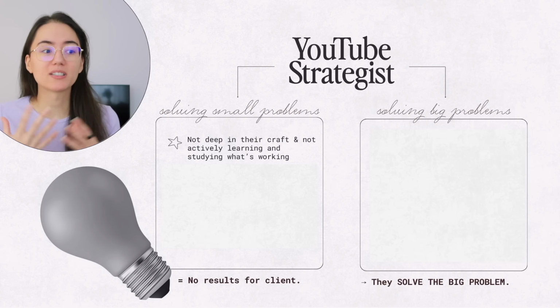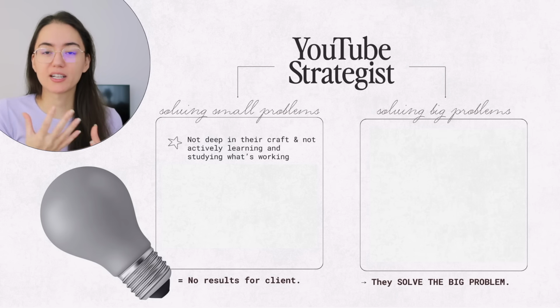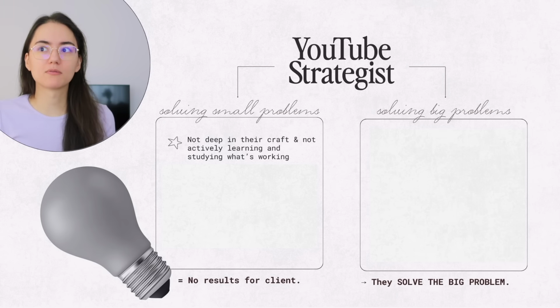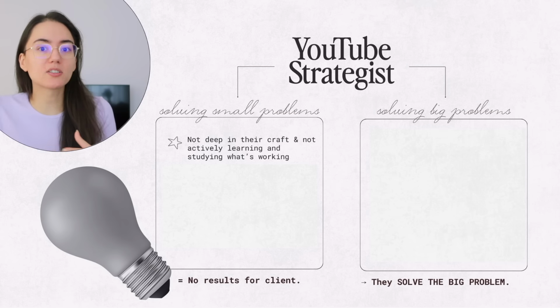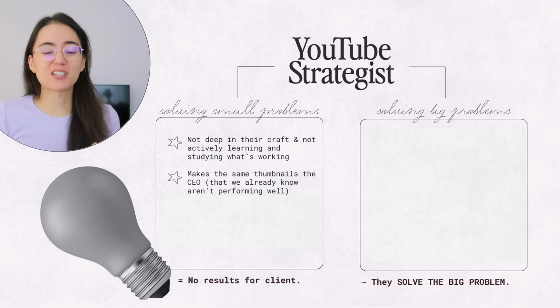Well, for some of them, they weren't deep in their craft. They aren't actively learning and studying what's working. YouTube, like any other media platform, moves pretty quick, so you have to stay super up to date. They'd suggest the same types of thumbnails that we were already making, and I was like, this isn't performing well, so you're not really adding value.